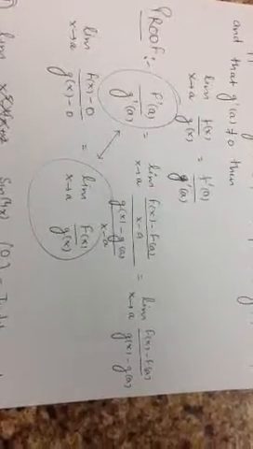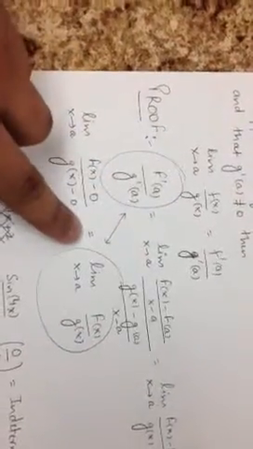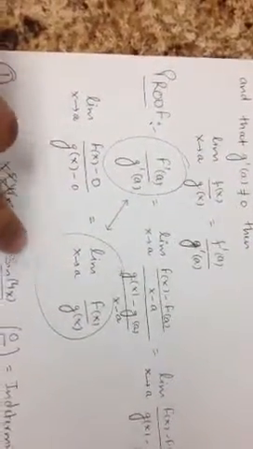If you look at the proof, f prime of a over g prime of a equals the limit as x approaches a of (f of x minus f of a over x minus a) over (g of x minus g of a over x minus a), which is equal to the limit as x approaches a of f of x minus f of a over g of x minus g of a. Then the limit as x approaches a of (f of x minus 0) over (g of x minus 0) basically gives us the limit as x approaches a of f of x over g of x, which proves f prime of a over g prime of a is equal to the limit as x approaches a of f of x over g of x.